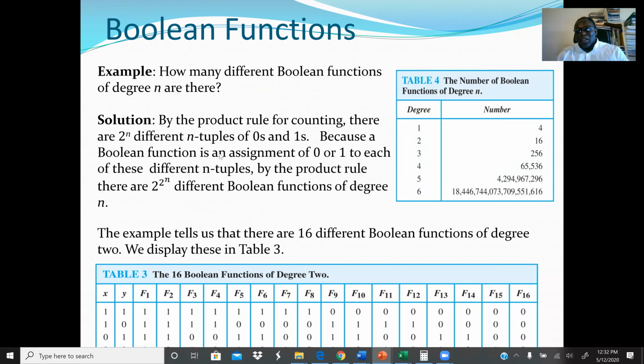So the example tells us that there are 16 different Boolean functions of degree 2. We display this in table 3. So here we can see we have x and y, so the possible combinations are 4: 1, 1, 1, 0, 0, 1, 0, 0. So F1 can give us, if it's addition, 1, 1, 1, 0. F2 is addition, 1, 1, 1, 0. And then let's keep going.